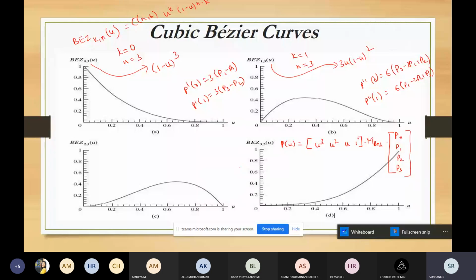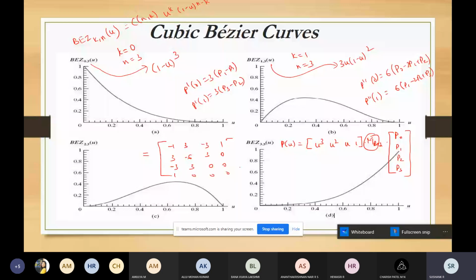What is this Bezier matrix? It is a 4 cross 4 matrix. Its value is given by minus 1, 3, minus 3, 1; 3, minus 6, 3, 0; minus 3, 3, 0, 0; and 1, 0, 0, 0. This is the Bezier matrix, with respect to the curves.